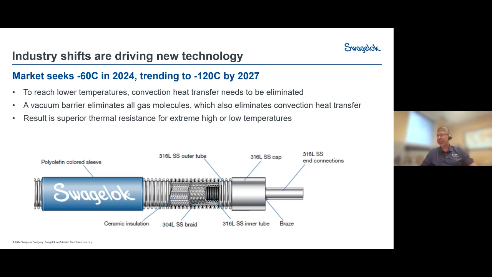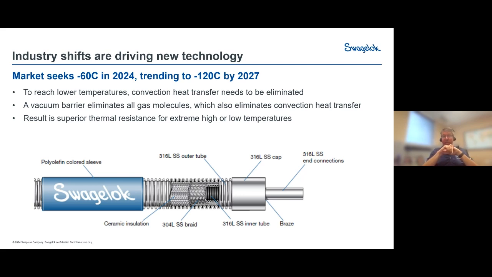There are 3 different heat transfer types: convection, conduction, and radiation. What we're doing with the vacuum layer is we're eliminating convection heat transfer. That's the heat transfer through gases, right? If you heat up a fire on one side of the room, the other side of the room will get hot because of convection. So what we're doing here is we're eliminating any gases.